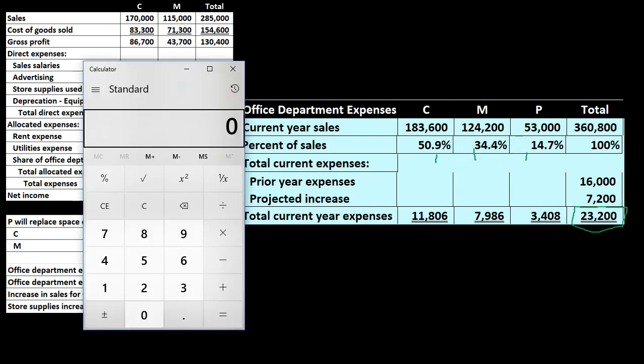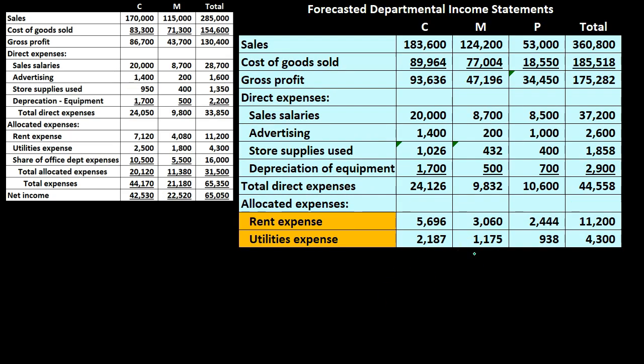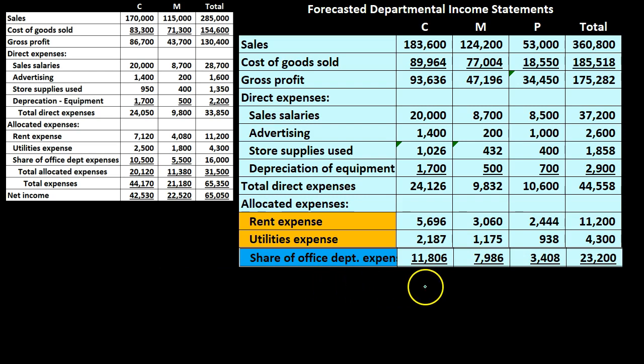So we know what the total is, 16,000 plus the 7,200 for 23,200 times the 0.509 is about 11,808. And again, this 50.9 is rounded, so it's not exact right there. And then we got the 23,200 times 0.344 is about this number here. And again, there's rounding difference in these numbers. So again, it's a projection. That's okay. So we have those numbers that we can then apply out. That's going to be the share of office department.